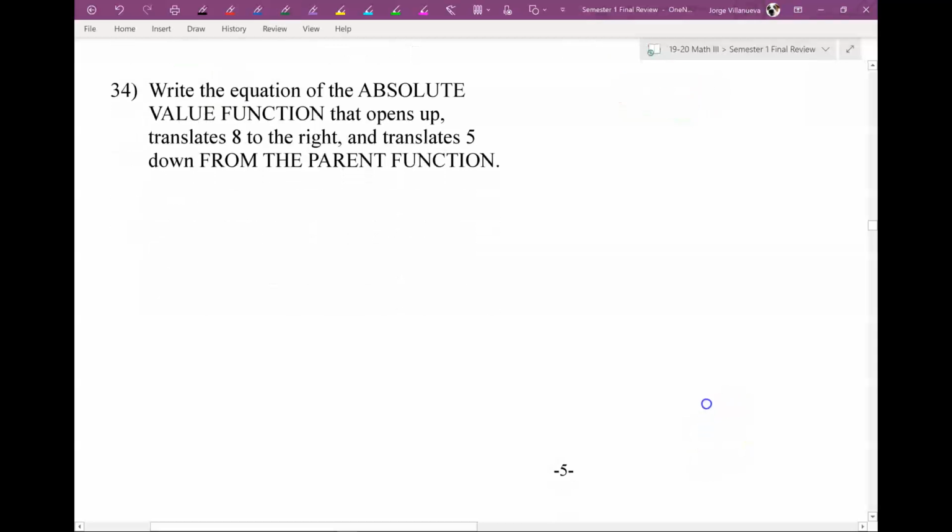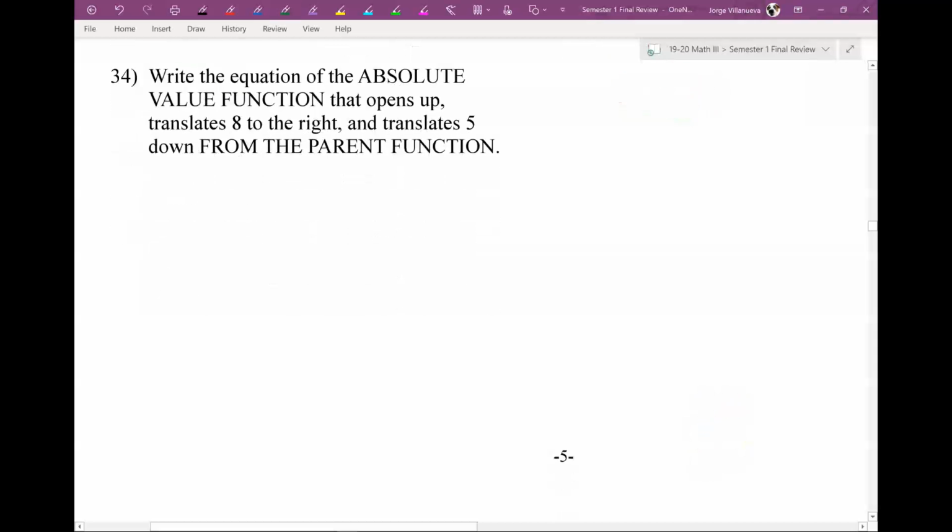Okay. So write an equation of the absolute value function that opens up, translates 8 to the right, and translates 5 down from the parent function. So let me give you guys the main equation that you need. Y equals a times the absolute value of x minus h, plus k. Remember, we know the vertex form for parabolas. We also know the vertex form for absolute values.